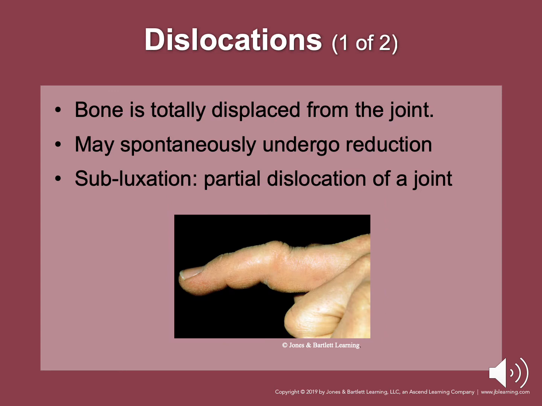Dislocations: the bone is totally displaced from the joint. It occurs when a body part moves beyond its normal range of motion, and may spontaneously undergo reduction before you begin an assessment. A partial dislocation of a joint is known as a subluxation. Some signs and symptoms are marked deformity and swelling.